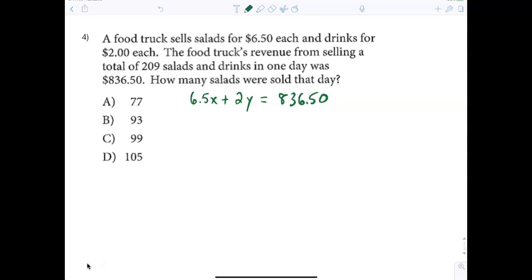All right, now I need the other equation. Do you know the other equation? Take a shot at it. Now, listen, you used this, and you used this. Would it be 650? No, because what does 209 represent? So it would just be x plus y equals 209, because x and y represent the salads and the sodas.